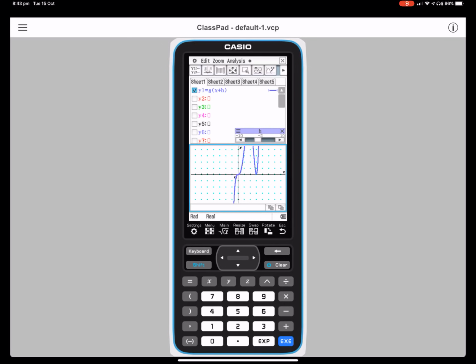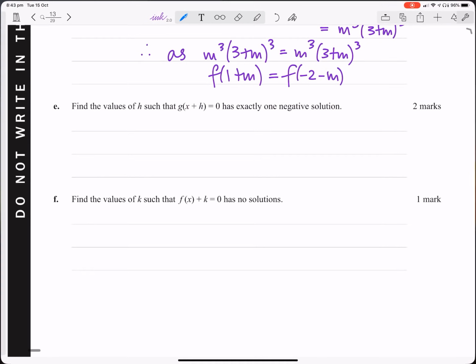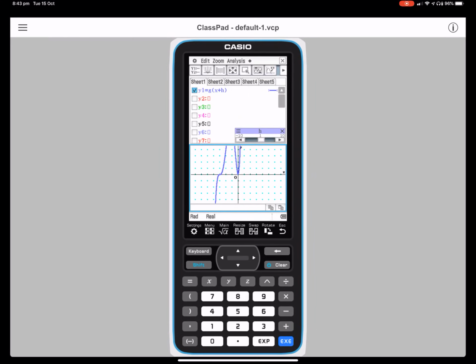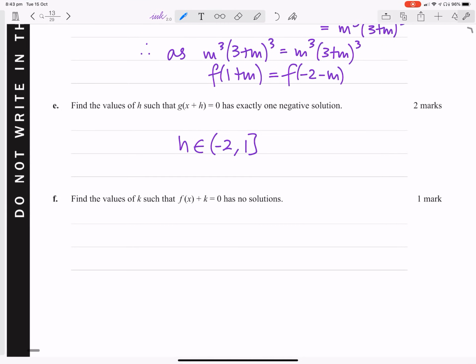So my lower value is negative 2, but not included, and my upper value is 1. So h is an element of negative 2 not included, 1 included. So if it's 1, I've got one x-intercept that's negative. And if it's negative 2, I don't have any.